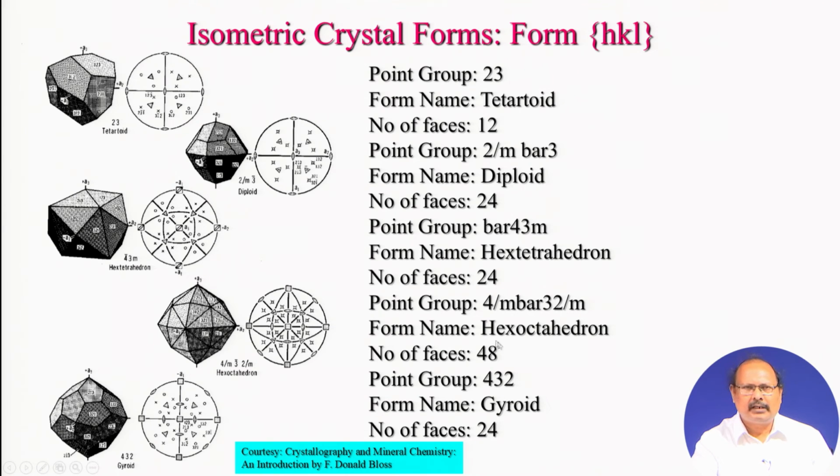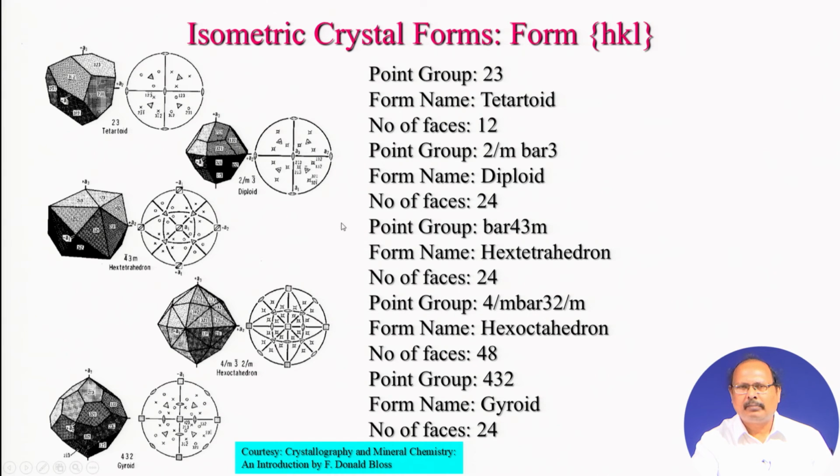So, in a nutshell, now you have the form symbols in isometric crystal systems. You can recapitulate. You have 100, you have 110. So, this 100 is your cube, 110 is your dodecahedron. Then you have here HK0.